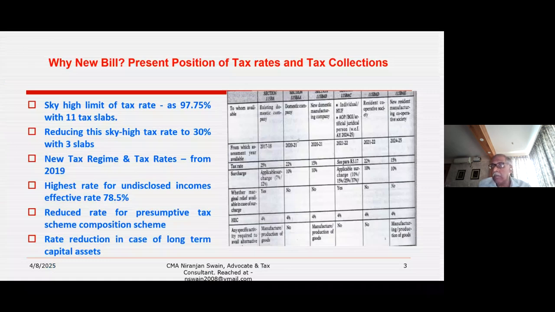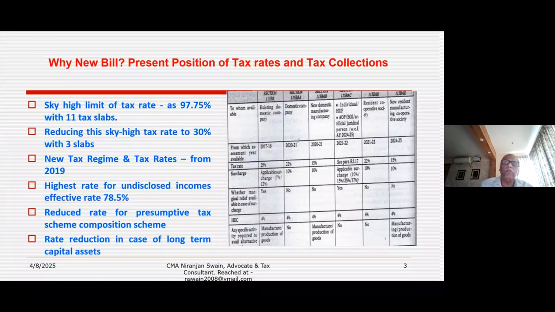The new regime also has 30% as the highest rate. And if you go to the corporate sector, a certain percentage of rate cut also started. As I remember, in 2013 or 14, the previous government committed, and subsequently the continuing government also committed, that they will reduce the corporate tax.